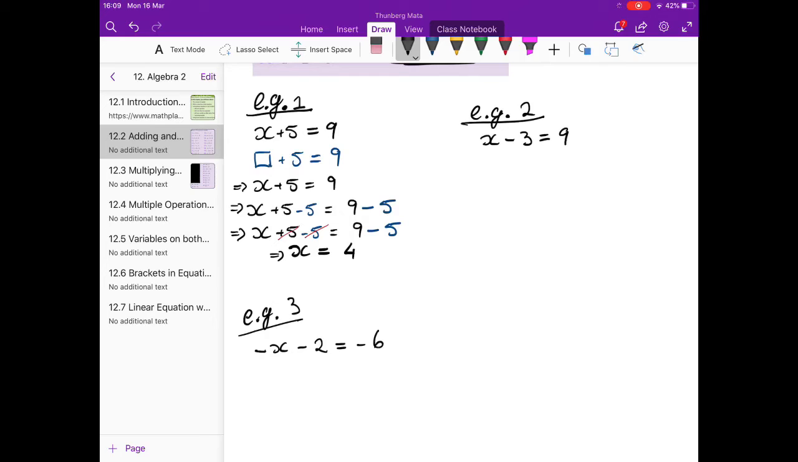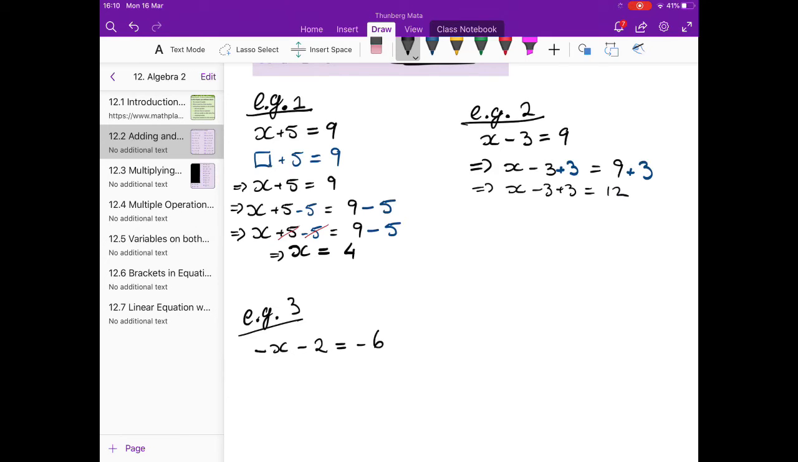Now, the next one we can look at. I have an x take away 3 is equal to 9. So again we can be thinking some number take away 3 would leave us with 9. Well, I don't want to have a negative 3 on this side of the equation. So I could add 3 to that side of the equation. If I add 3 to that side, I'll have to add 3 to the other side as well. Then I'll be left with x minus 3 plus 3 is equal to 9 plus 3, which is 12.